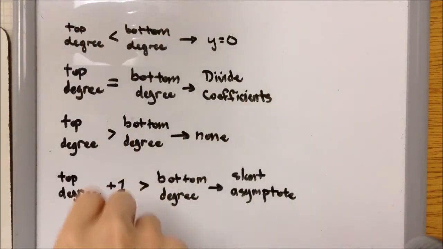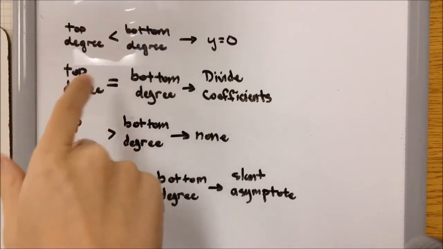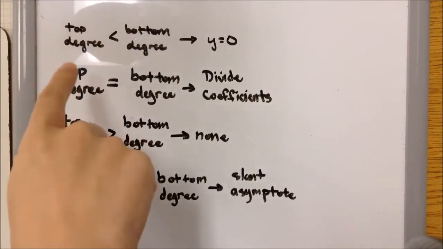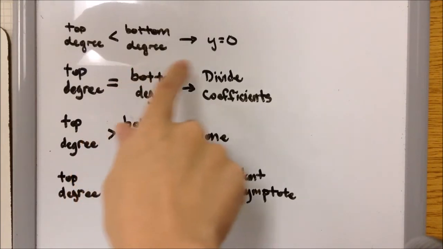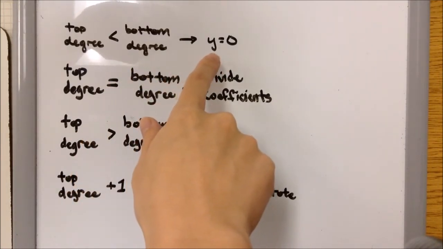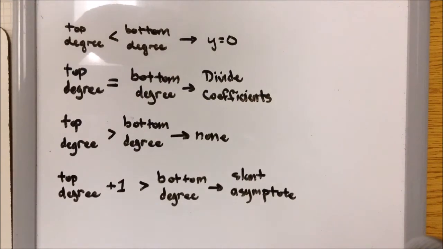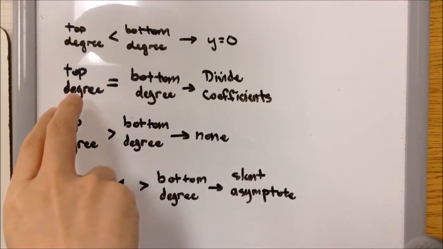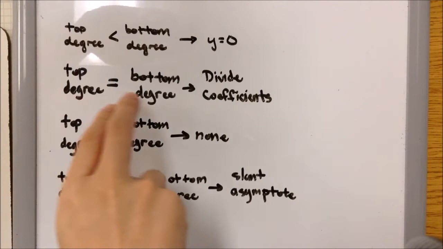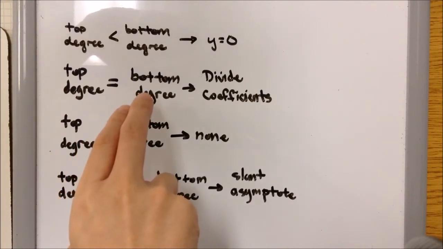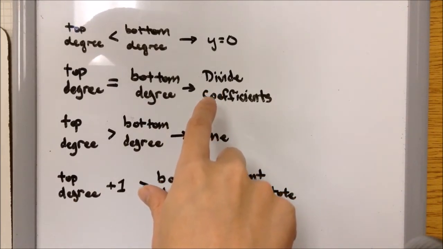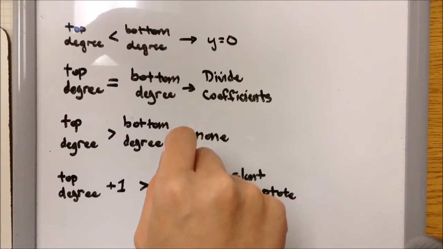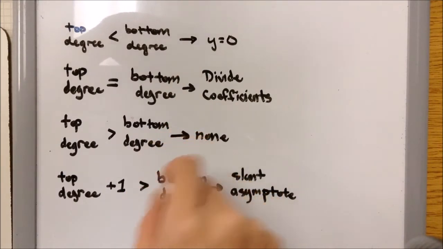for horizontal asymptote, if your top degree, meaning top exponent or numerator exponent, is less than your denominator exponent or bottom degree, it will always be y equals 0. That's your horizontal asymptote. If the numerator exponent, top degree, is the same as your denominator exponent or bottom degree, you just divide the coefficients of the highest exponents from the numerator and your denominator. That's all you're doing, just divide the coefficients.